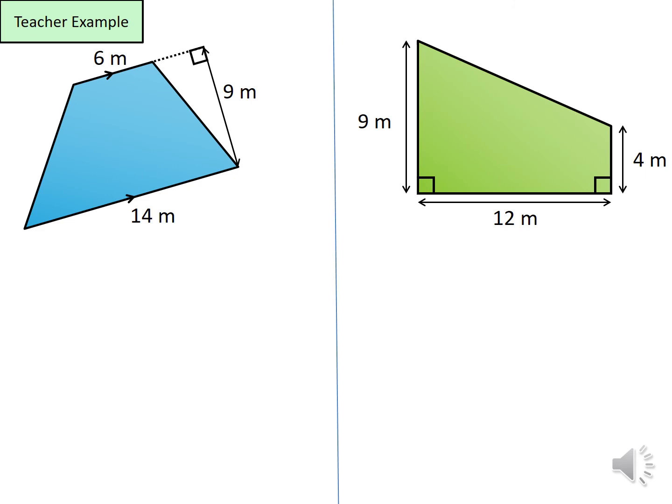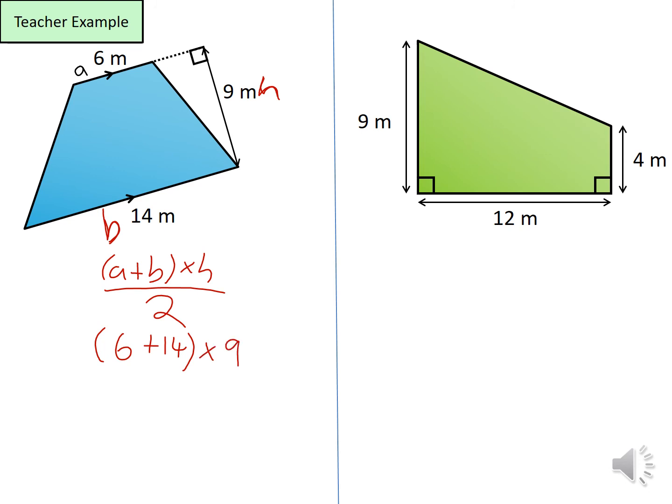I'm going to go through an example on how to do it now. So let's identify our A, our B, and our height. So our A, our B, and our perpendicular height, the distance between A and B. Now I just need to put it into the formula of A plus B times height divided by 2. A is 6, B is 14, times 9 all over 2.